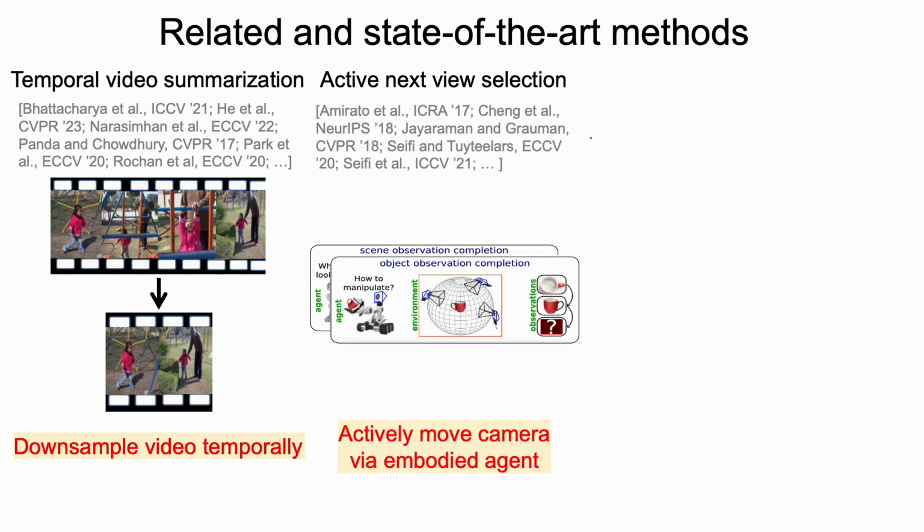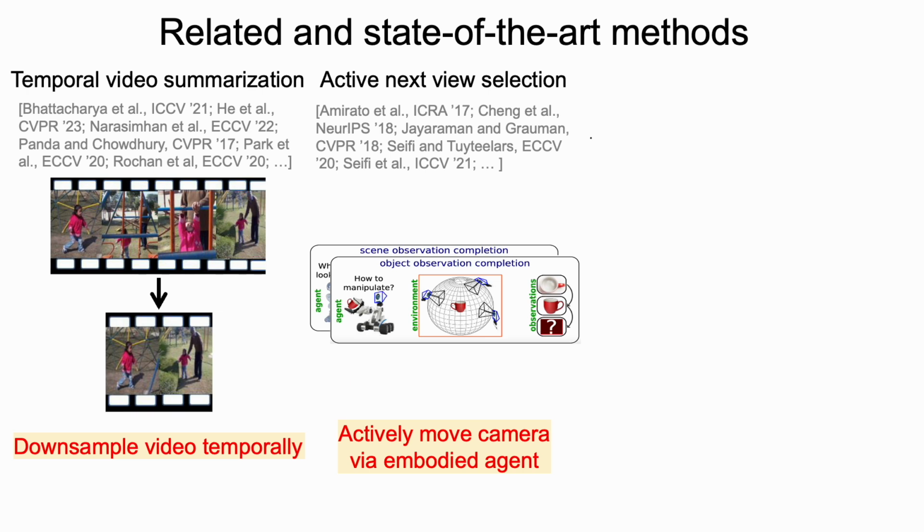In the second category, we have active next view selection. In this body of work, you train an embodied agent to smartly control a camera for performing tasks like scene completion or object recognition. In contrast, in view selection, you are already given the different possible camera views and you are required to choose one view from them.